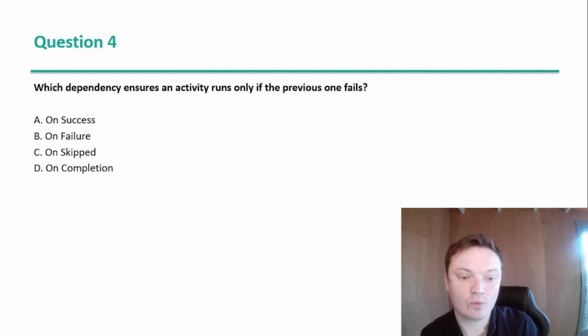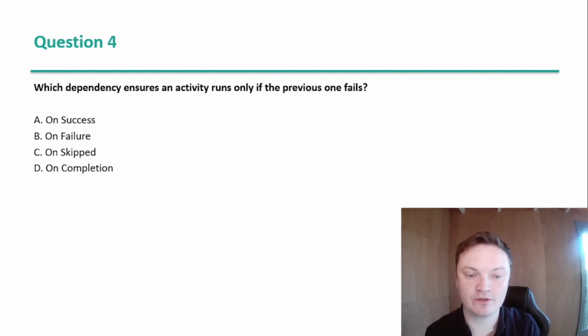Question 4. Which dependency ensures an activity runs only if the previous one fails? A. On success, B. on failure, C. on skipped, or D. on completion? And the answer is on failure, B. On failure means the next activity only runs if the previous one fails. This is useful for error handling, such as sending alerts when something breaks.